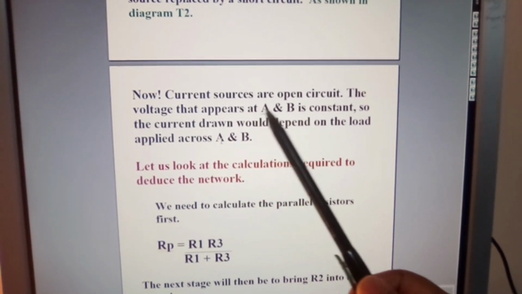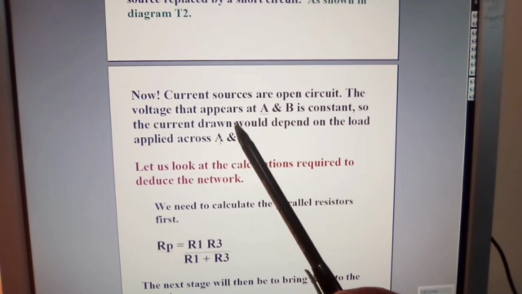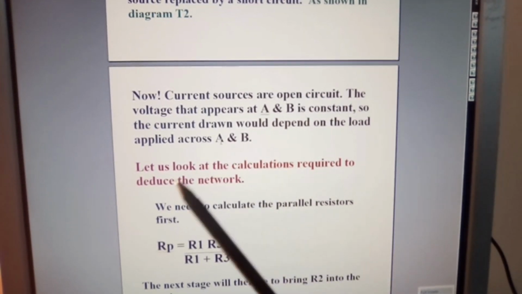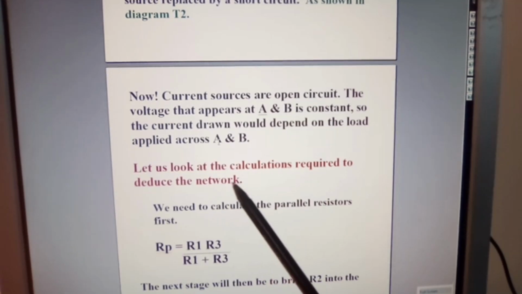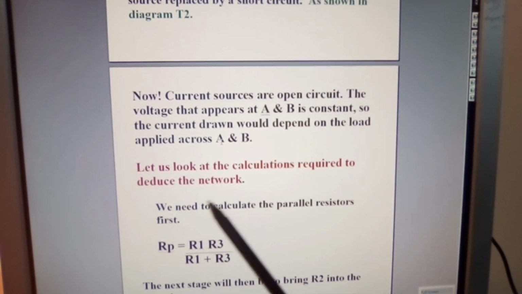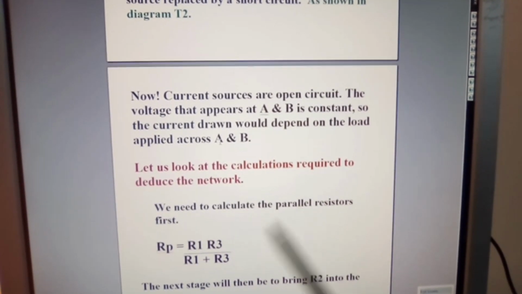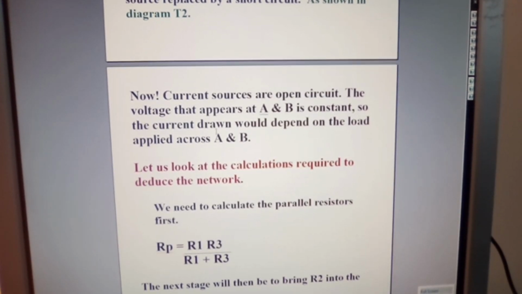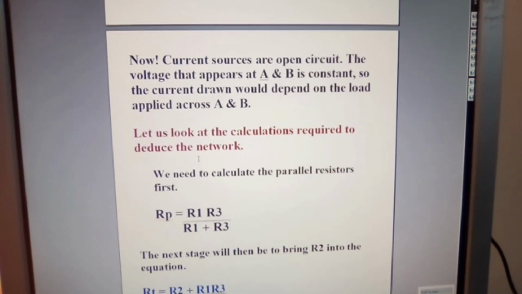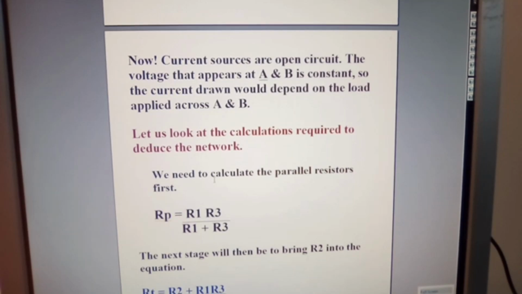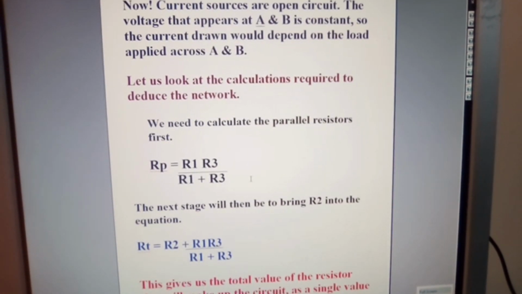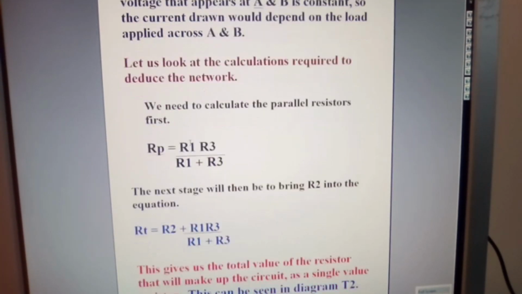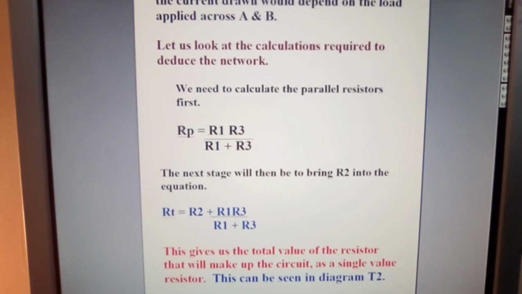Now current sources are open circuit. The voltage at the pairs at A and B is constant, so the current drawn would depend on the load applied across A and B. Let's just look at the calculations required to deduce the network. We need to calculate the parallel resistors first. Again, here we have Rp equals R1 times R3 over R1 plus R3. The next stage will then be to bring R2 into the equation. Similar function as before.